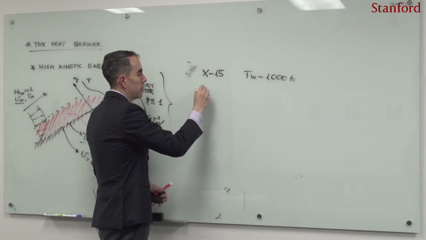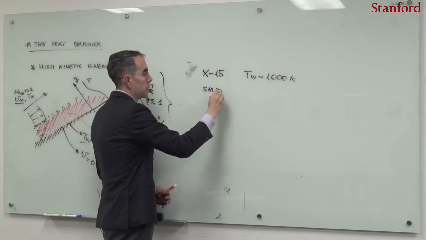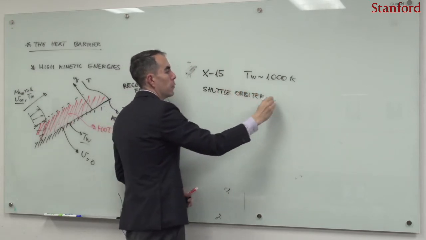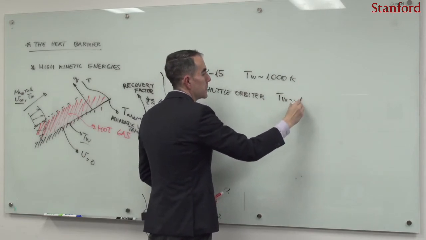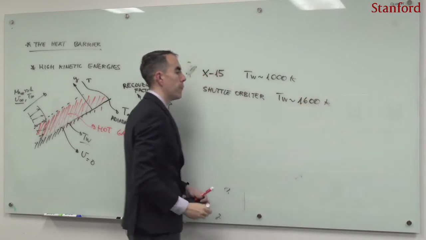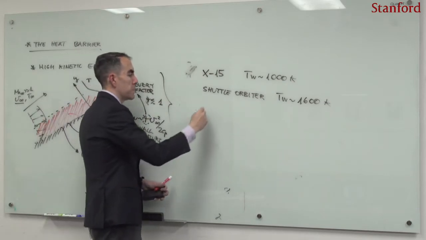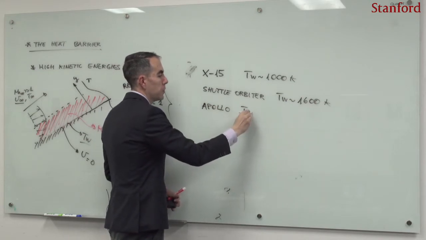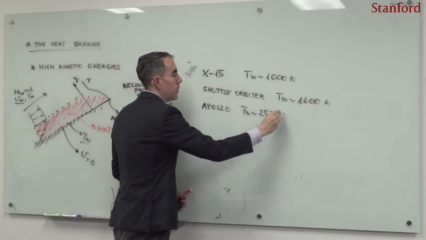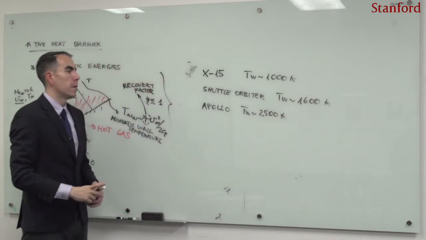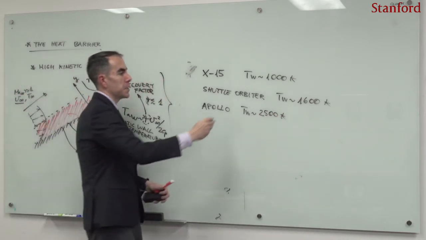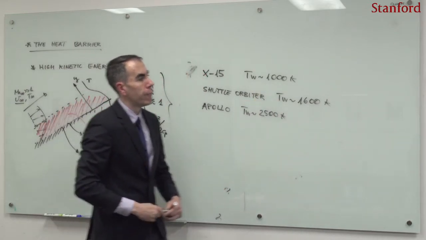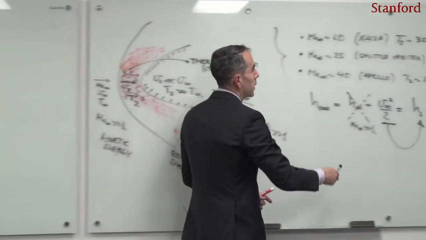For the space shuttle, or the shuttle orbiter, the wall temperature was about 1,600 kelvins. And for systems like the Apollo command module, the wall temperatures were about 2,500 kelvins. So these temperatures, as I said, are much smaller than the post-shock temperatures that I outlined here.